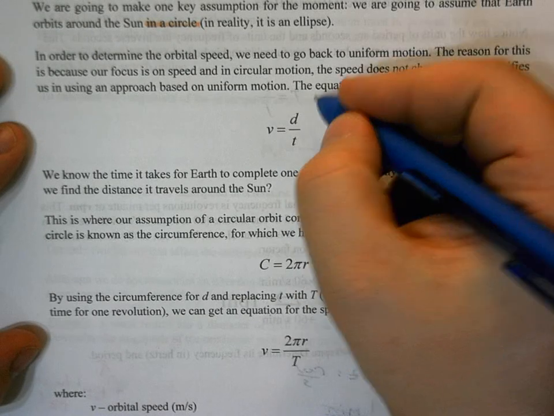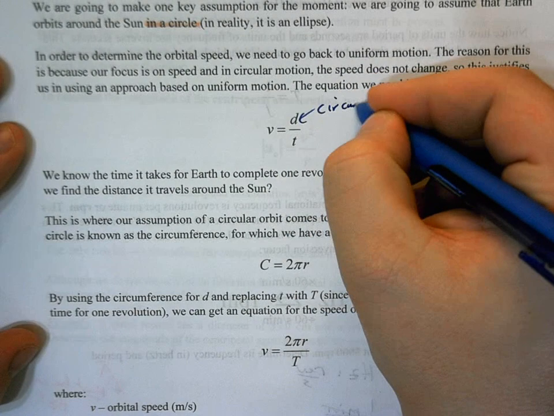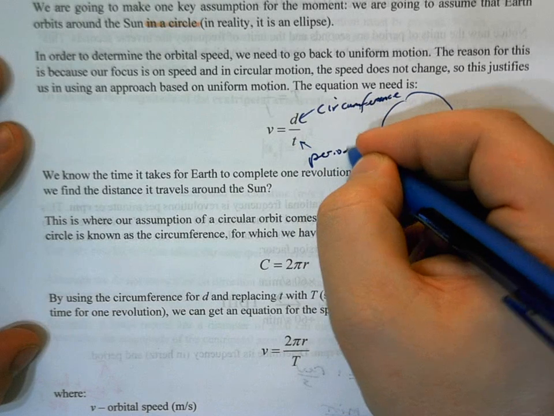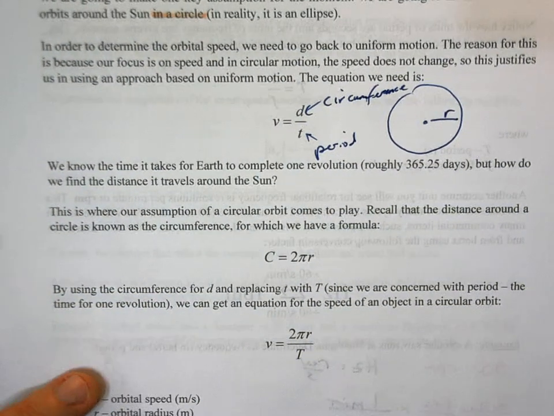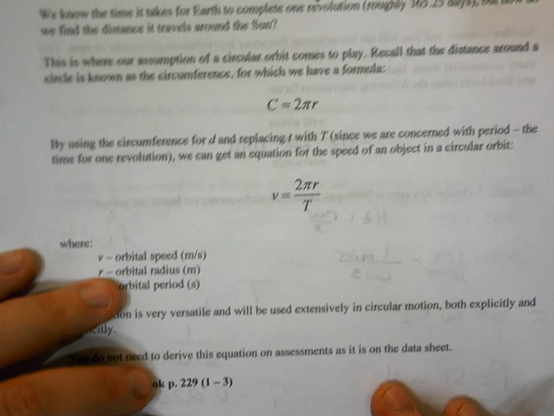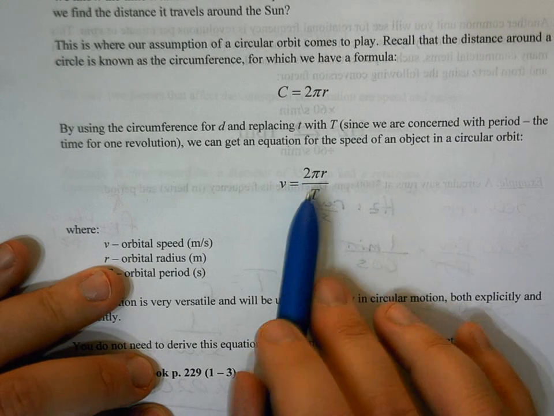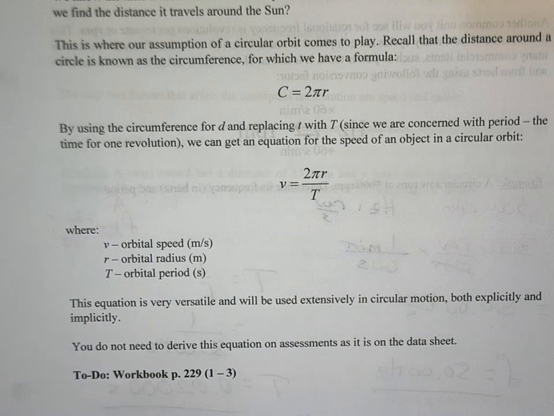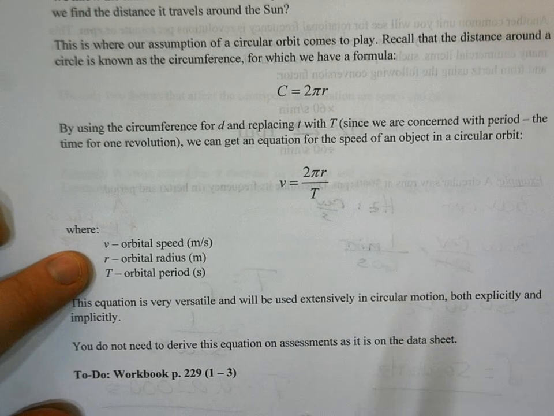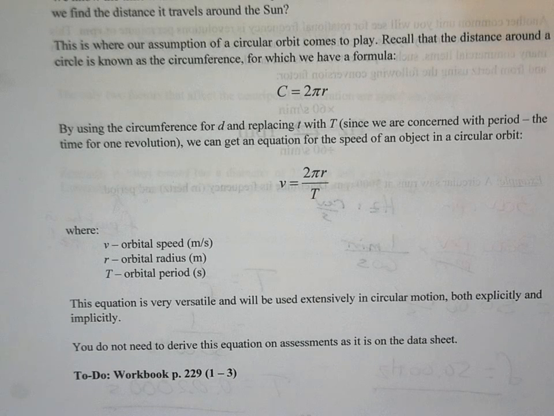So d, we're going to swap out for circumference. T, we're going to swap out for period. That is going to give us an equation for the speed of an object in circular motion: v equals 2 pi r divided by the period. v is our orbital speed in meters per second, r is our orbital radius in meters, T is the orbital period in seconds.